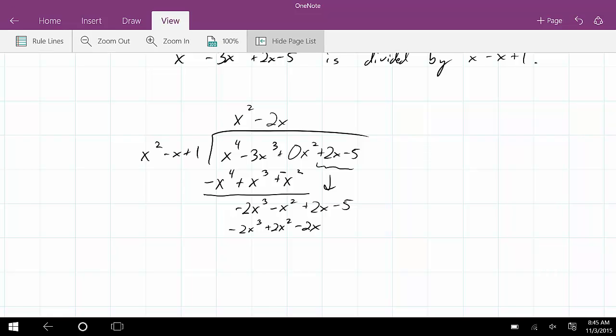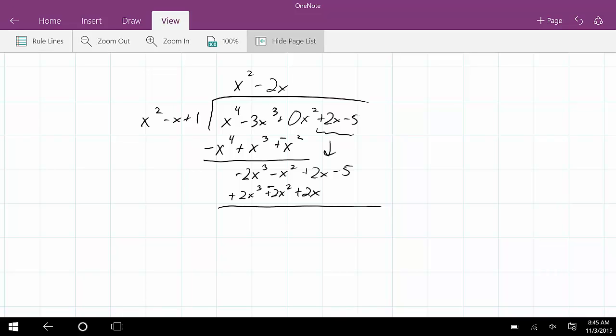And then I have plus 0. So now what I'm going to do is subtract, which means I'm going to change all the signs. And so now negative 2x cubed plus 2x cubed is 0x cubed. We have a negative x squared minus 2x squared, that's a negative 3x squared. Then we have 2x plus 2x, that's going to be 4x. And then remember, you can just bring this down, or you could say you're subtracting 0 from it, but the point is you still have a minus 5.